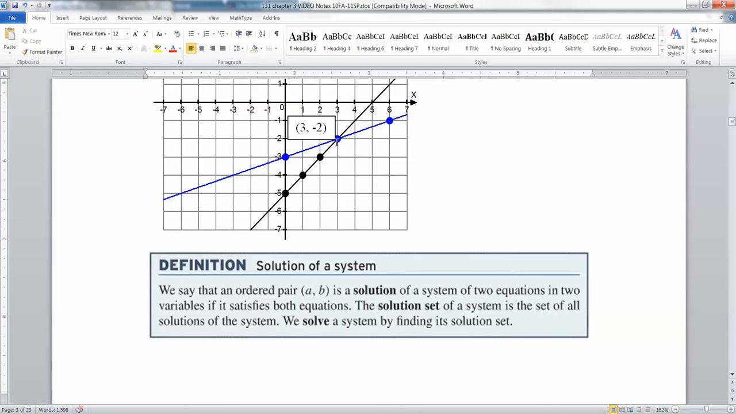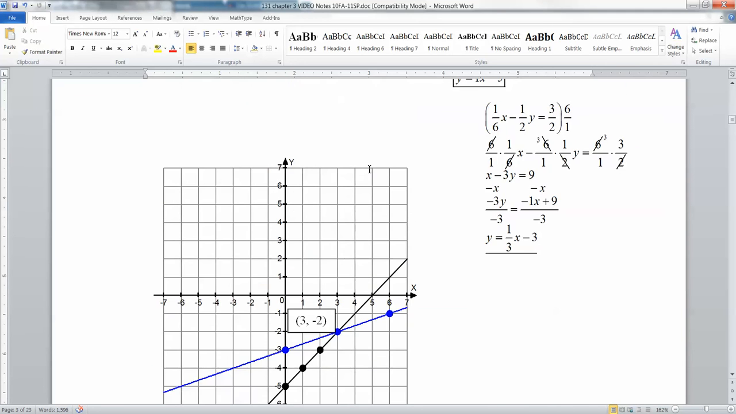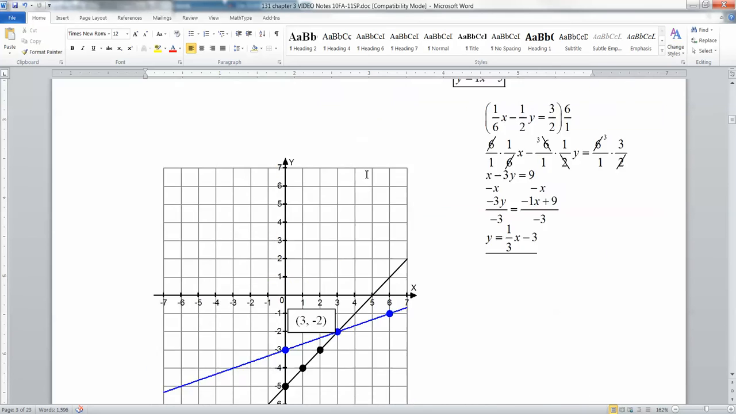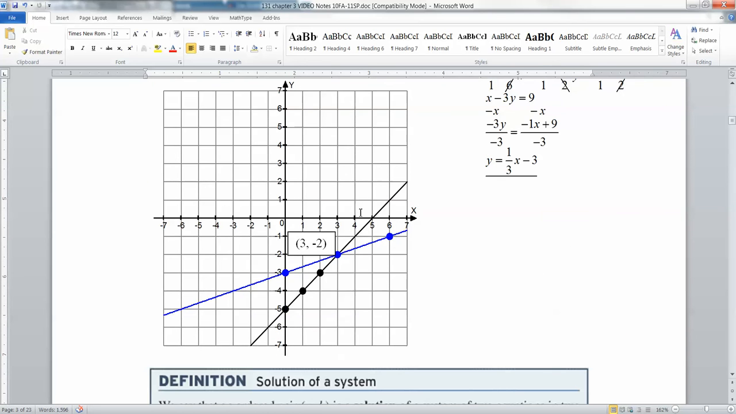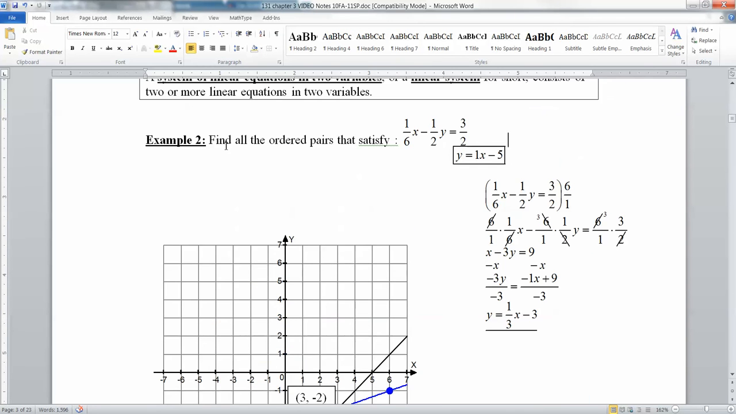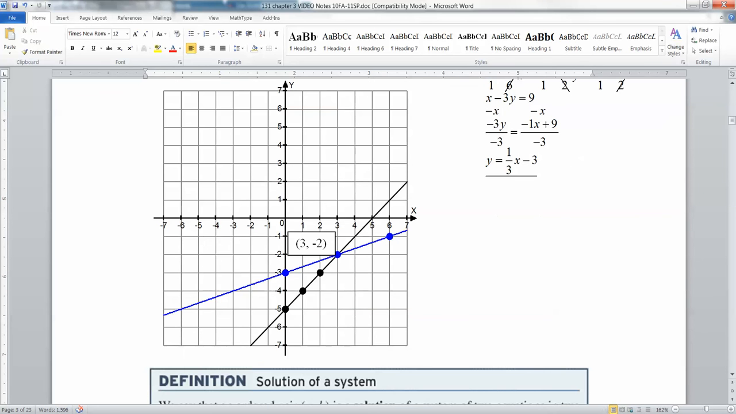The solution set is all the solutions of the system, which linear ones aren't really going to have more than one as a general rule, unless they're special. But you could have parabolas and stuff intersecting more than once, like a parabola could come through twice on that blue line. And then we solve a system by finding its solution set. So when I say solve this system of equations, you got to find any point where they would intersect.